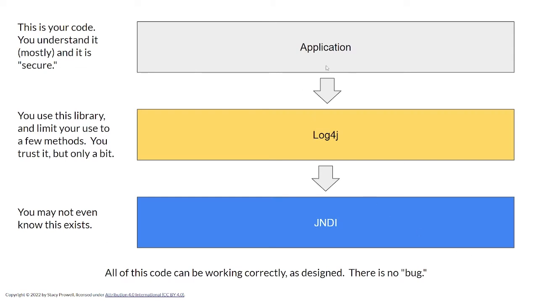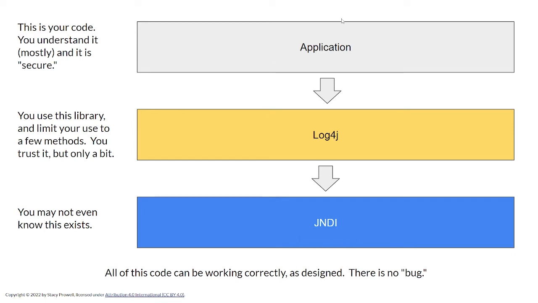So, up at the top, your application. Your application is awesome. You understand it, and it's secure. And then you attach log4j to that. You use the library, but you limit its use to just a few methods, and you trust it, but not as much as you trust code you wrote. And then it's using JNDI, and you have no clue this even exists.